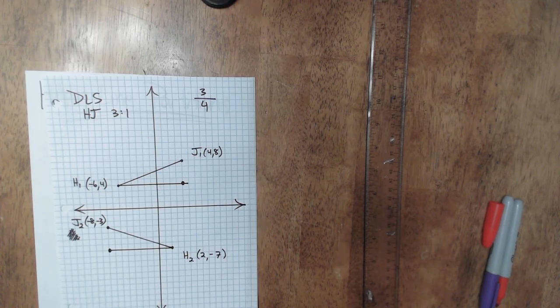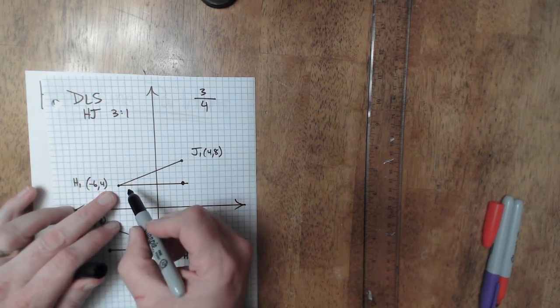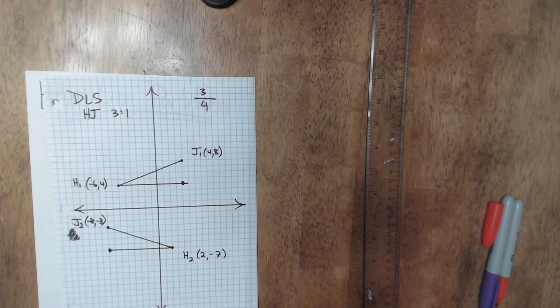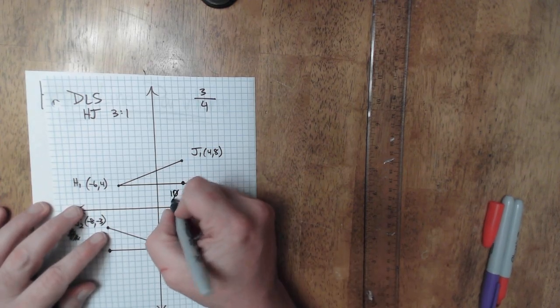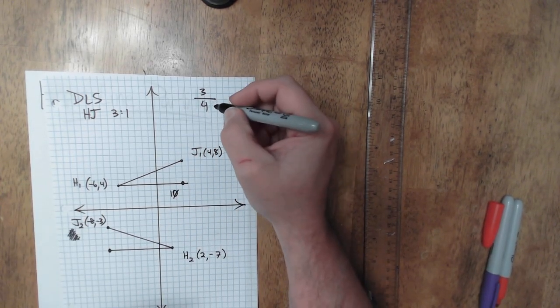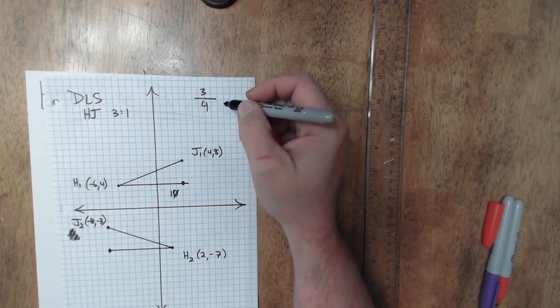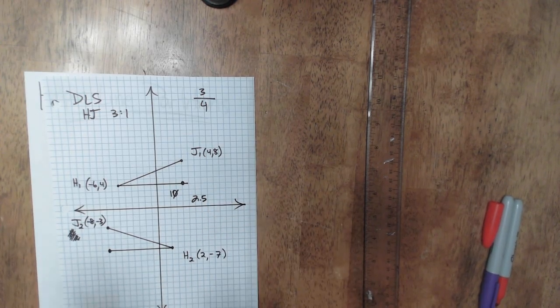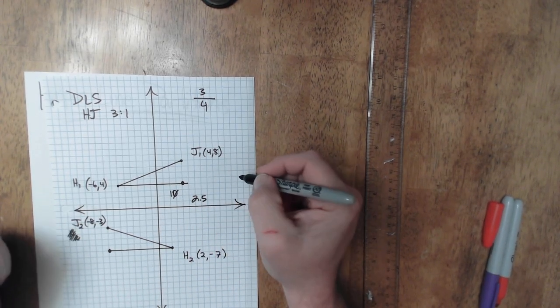Now, I want to know how long is my helper line. 1, 2, 3, 4, 5, 6, 7, 8, 9, 10. Okay, so 10 units long, and I want 4 even parts. So I'm going to divide 10 by 4. Ooh, I get a decimal. That's 2.5. All right, that means each part I want to be 2.5 units wide.